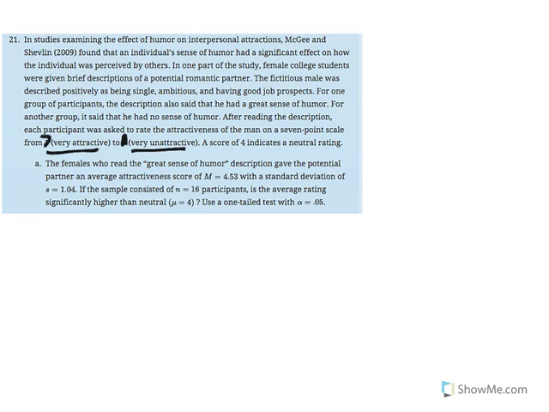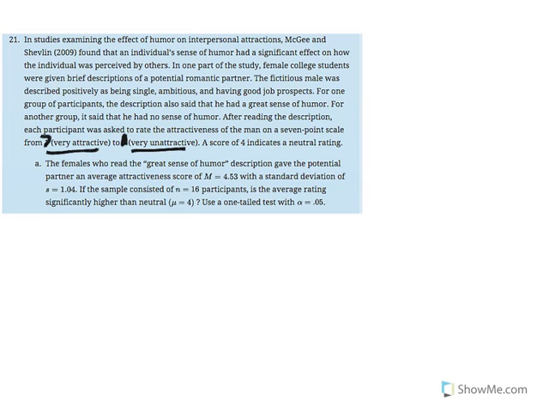A says the females who read the great sense of humor description gave the potential partner an average attractiveness score of 4.53 with a standard deviation of 1.04. If the sample consisted of N equal to 16 participants, is the average rating significantly higher than neutral? Neutral is equal to 4. Use a one-tailed test with alpha equal to 0.05.